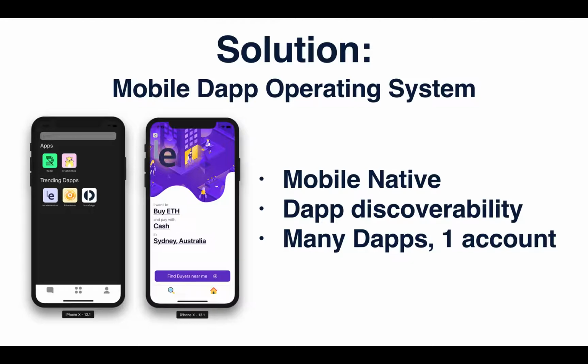To solve DApp UX and achieve user adoption, usability has to be 10x better. Users spend much more time on their phones than in front of a computer. Mobile dApps operating system: improving dApps user experience with mobile native features where users can actually access all their dApps through one account. So putting dApps on mobile is crucial to achieve mass adoption. Now, how should we go about tackling this challenge?